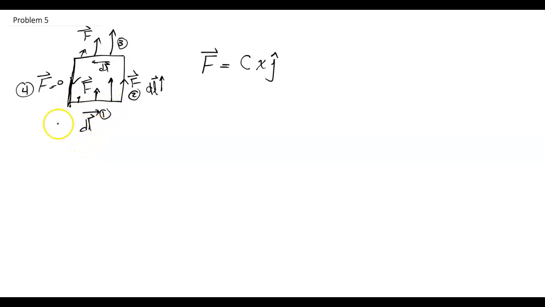So consider the square loop that is given in the problem. We know that we're moving through (0, 0) to (L, 0) to (L, L) to (0, L) and then back to (0, 0).